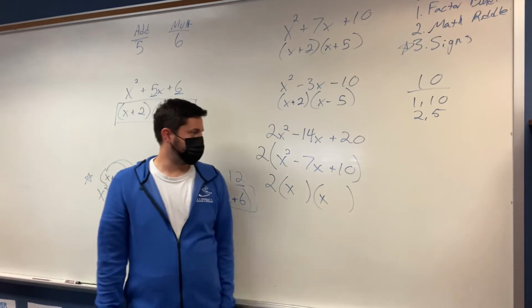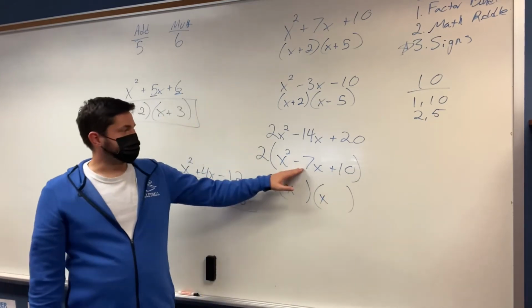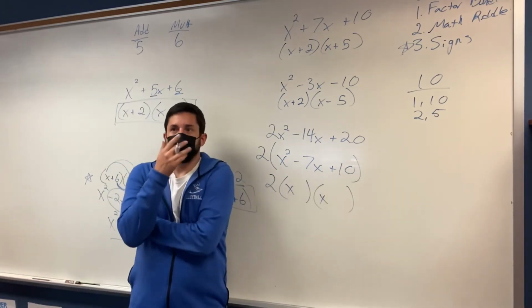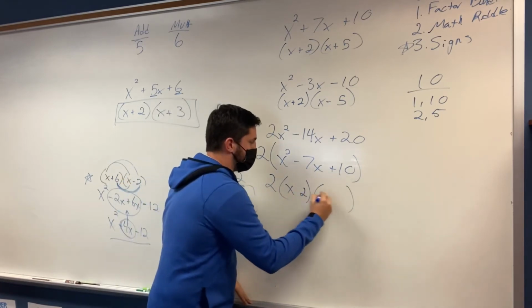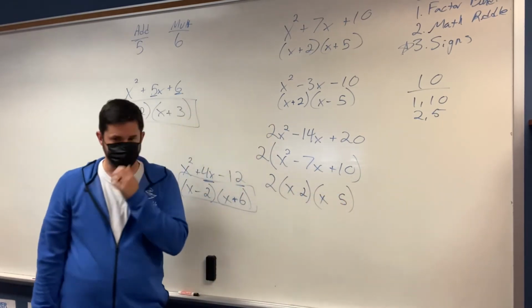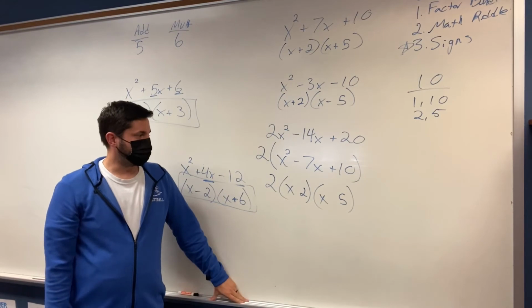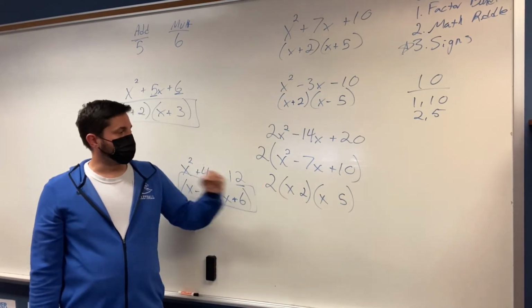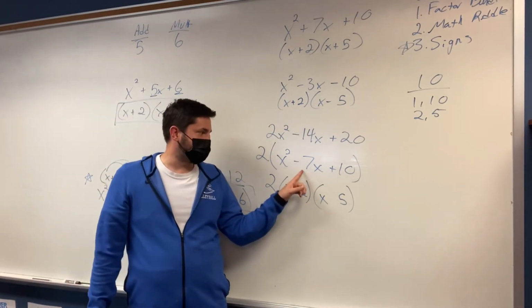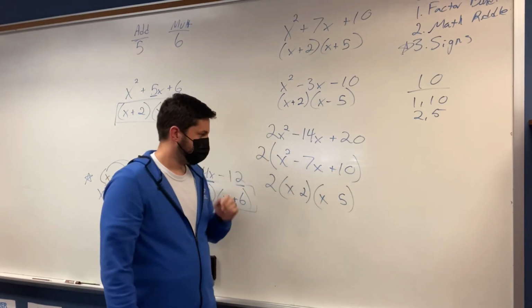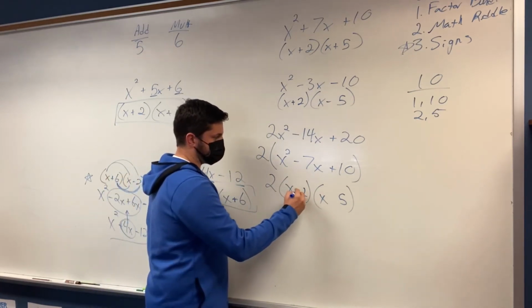Factor bundles. What adds to get 7 and multiplies to get 10? 2 and 5. Y'all are probably bored with the whole 2 and 5 thing at this point. Okay? And then, what are the signs going to have to be this time to get a -7? Opposite. No. Plus 2 minus 5.